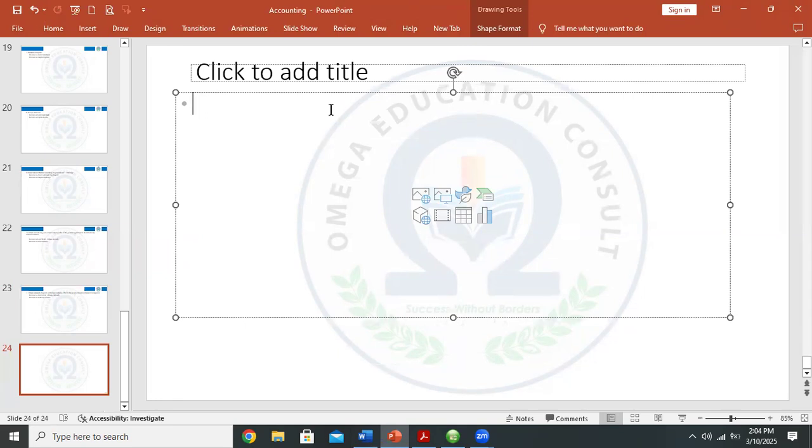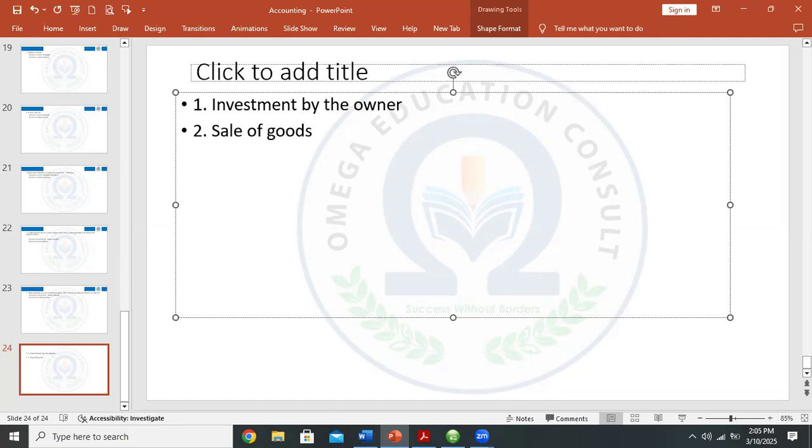So the first one was investment by the owner. Okay. The second was sale of goods. And that one, you all appreciate that we can sell and pay cash. So we have cash sales. And then we can also have credit sales. The credit sales is where we didn't take the money or the customer didn't pay.